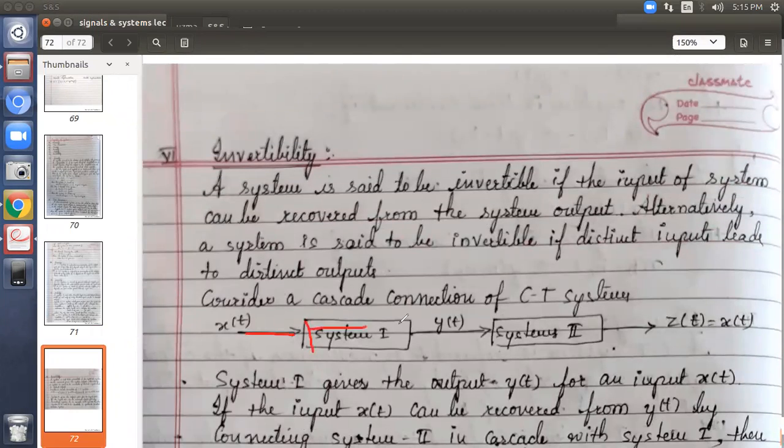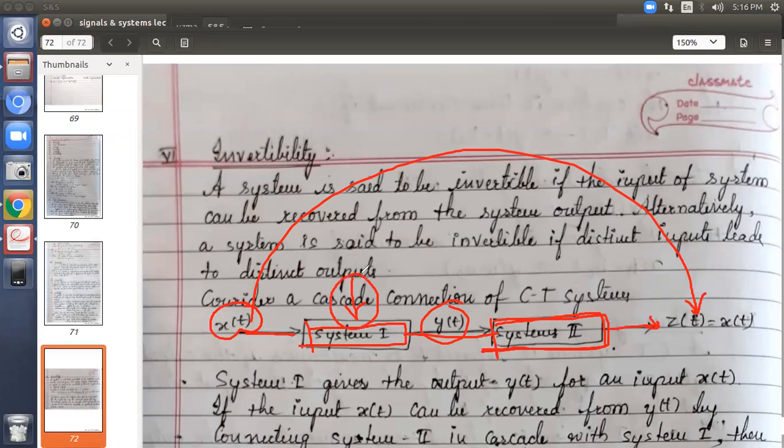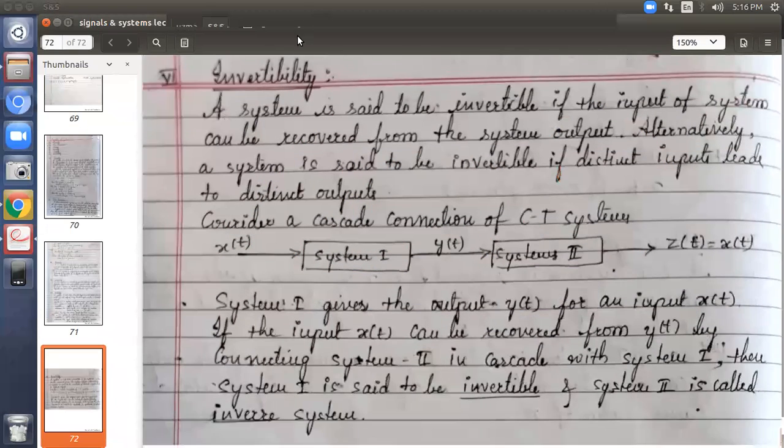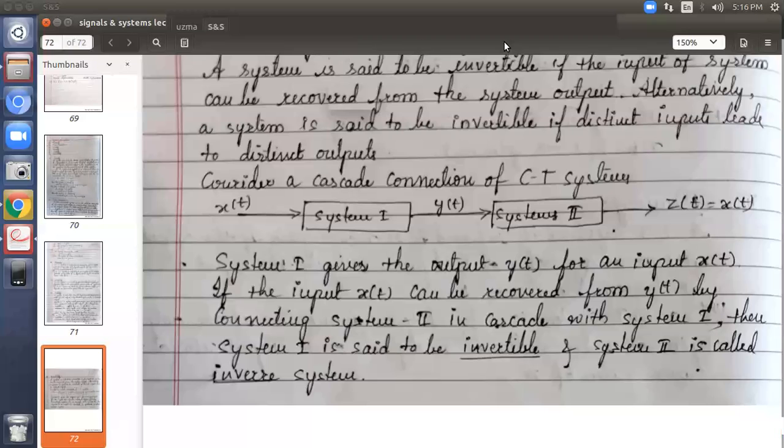Suppose we have a cascade system wherein if you apply x of t as the input, you will get y of t as the output for system 1. Suppose I connect one more system here in series such that the original signal can be brought back. We call system 1 the invertible system and system 2 the inverse of system 1. One good example is differentiation and integration. I hope you understood today's property definitions. If you understand these definitions, only then is it possible for you to solve the problems.